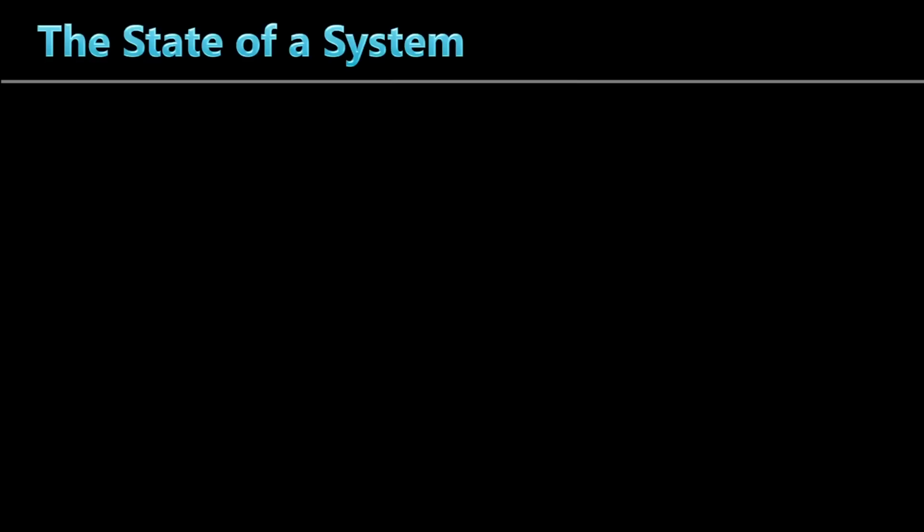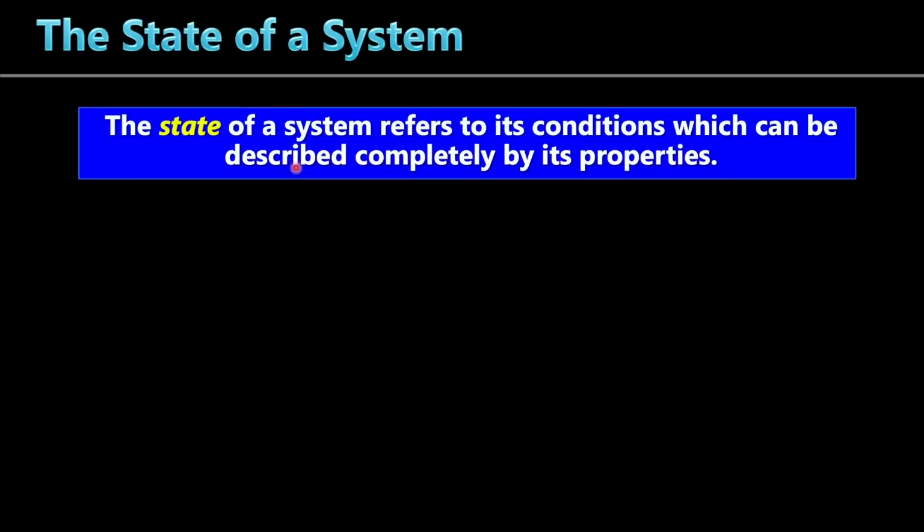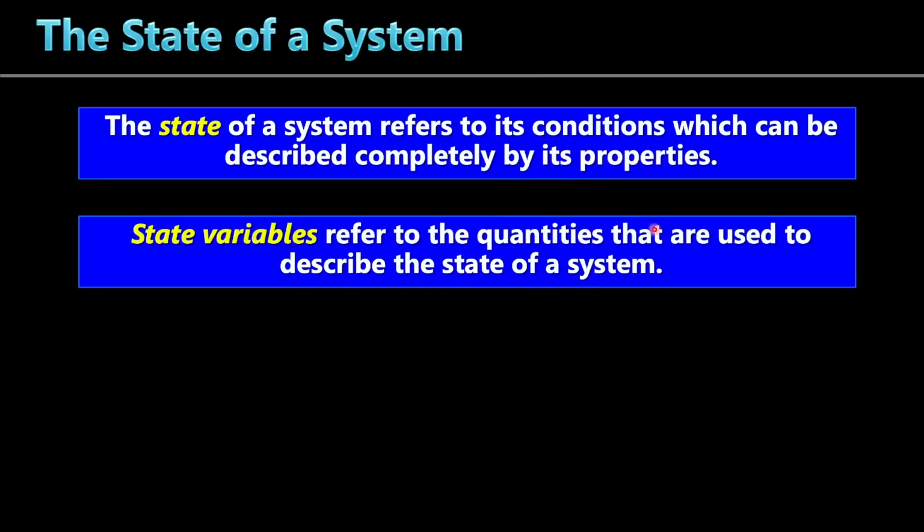But before we discuss the properties of ideal gases, let me introduce the concept of the state of a system. The state of a system refers to its conditions, which can be described completely by its properties. So the conditions of a given system refers to its state. And for us to describe the state of a system, we have to know its properties. The properties which are used to describe the state of a system are called state variables.